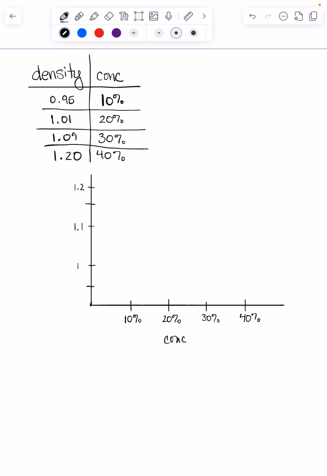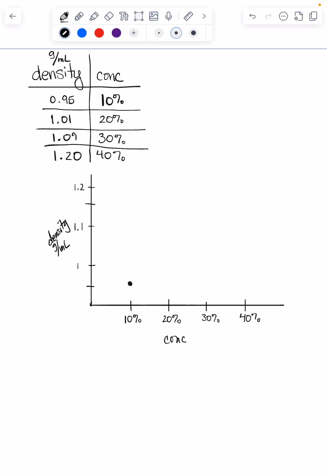What you're going to be doing in the lab is making a graph of different solutions' density versus their concentration. So I've just made up some data here. I said a 10% solution has a density of 0.95. And again, the units on density are grams per milliliter. So we're going to plot density on the y-axis of our graph, and concentration on the x-axis. So here we have our 10%, and a density of 0.95. I'm going to make a dot right there.